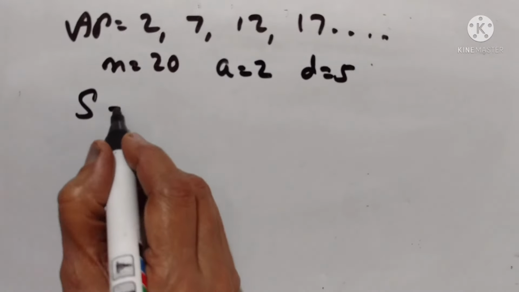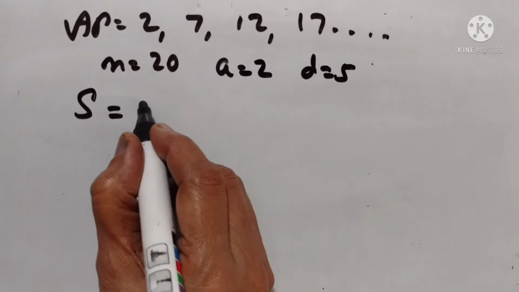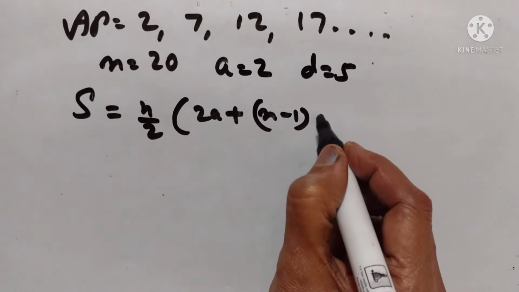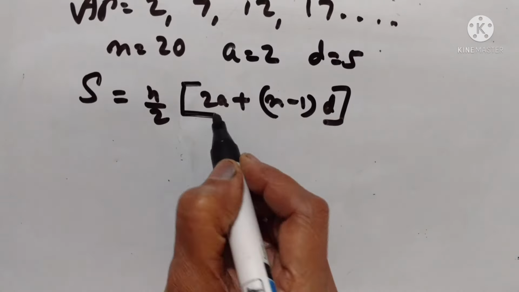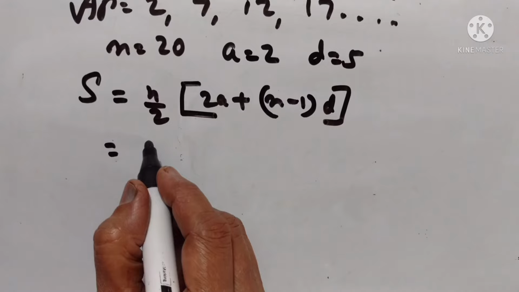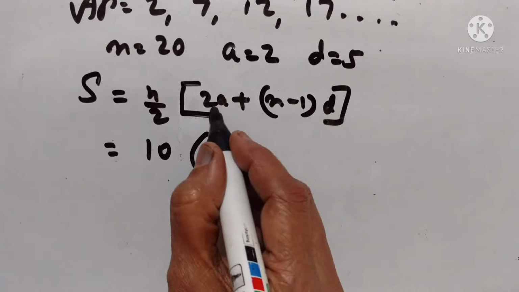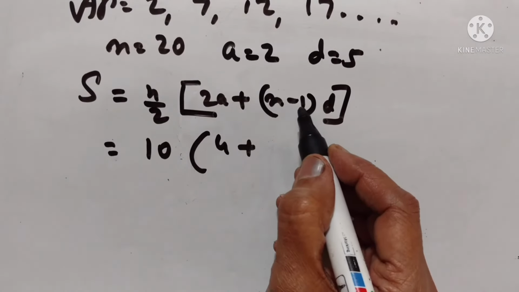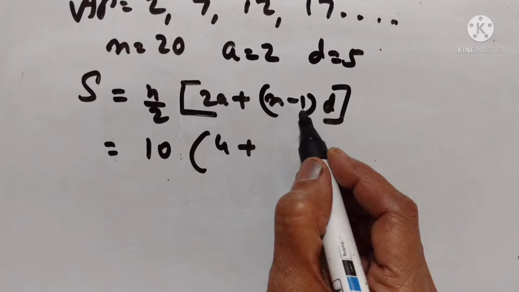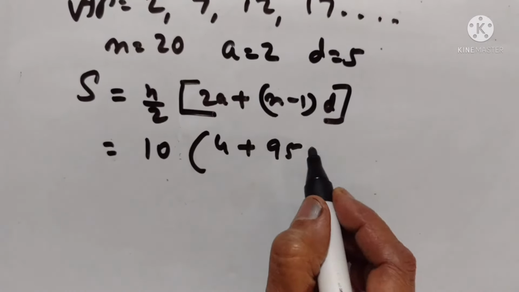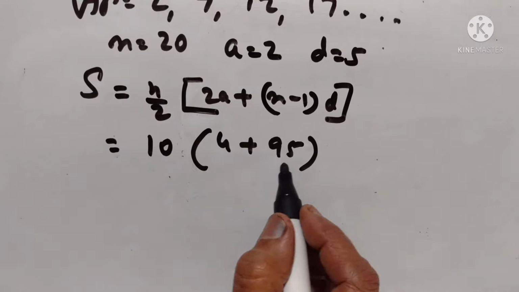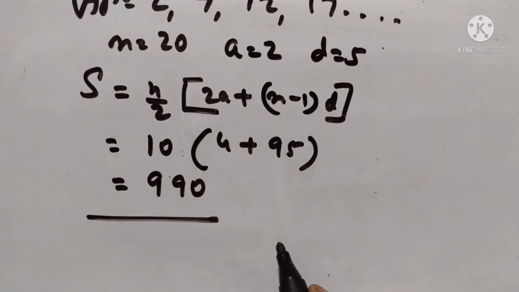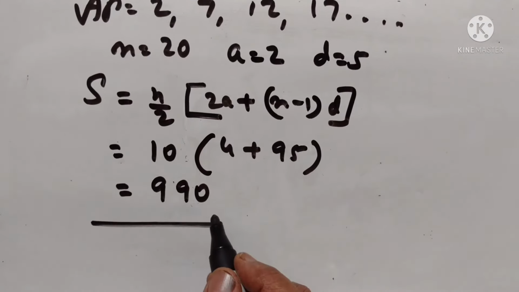So the sum of 20 terms is equal to what? N upon 2 into 2A plus n minus 1 D. N is equal to 20, 20 upon 2 is equal to 10, 2 into 2 is 4, plus 20 minus 1 is 19, 19 into D which is 5. So 19 into 5 is equal to 95. This is 99. 99 into 10 is equal to 990. So the sum of the first 20 terms is equal to 990.